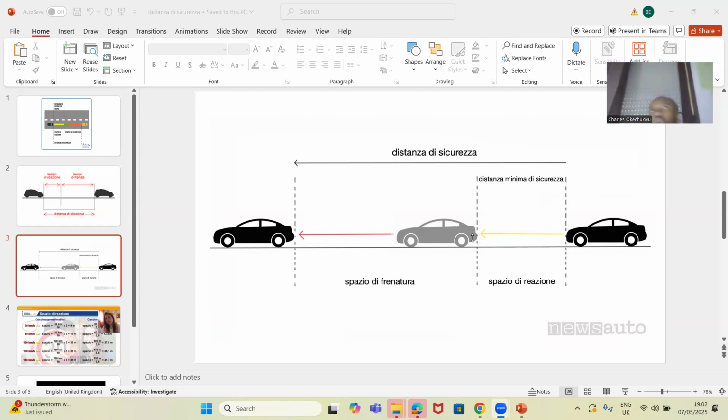Are you following me now? So we have seen that we have two types inside distanza di sicurezza. This is how you write it. Now, let us focus our attention inside.